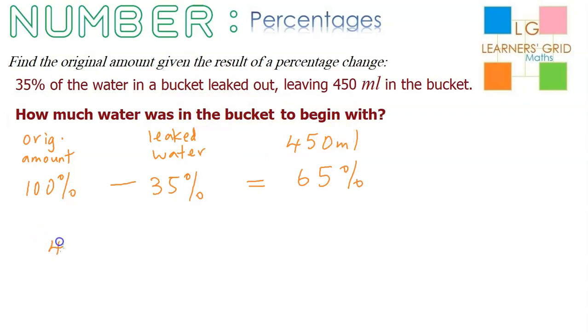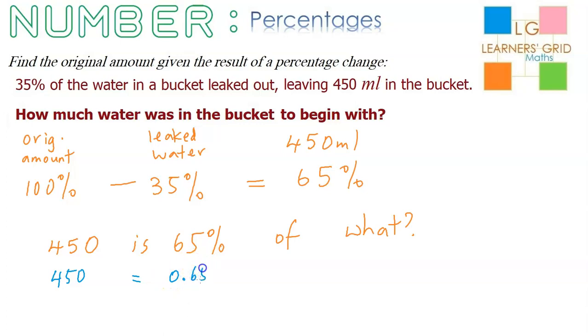So 450 is 65%, that's true, 65% of what number? Now I can turn that into an algebraic equation by doing this. So 450 equals 65%. Let's turn that into a decimal. So that's 0.65. Of means to multiply what?